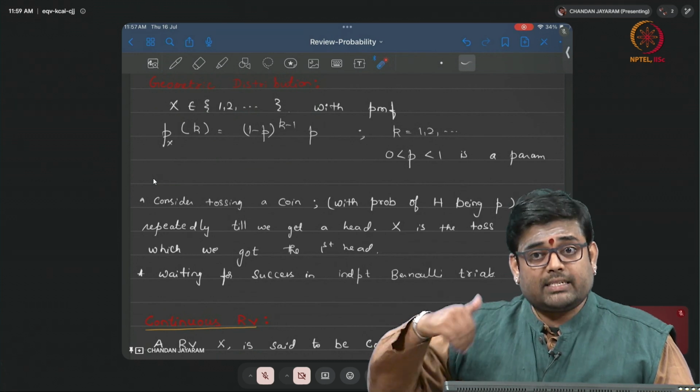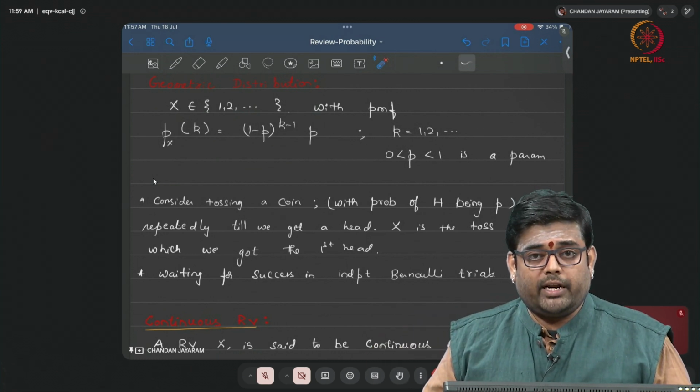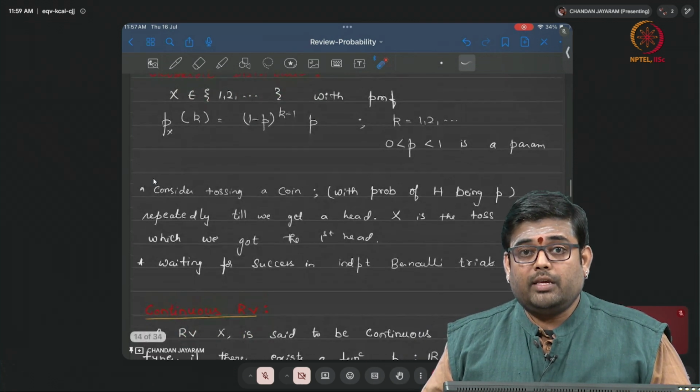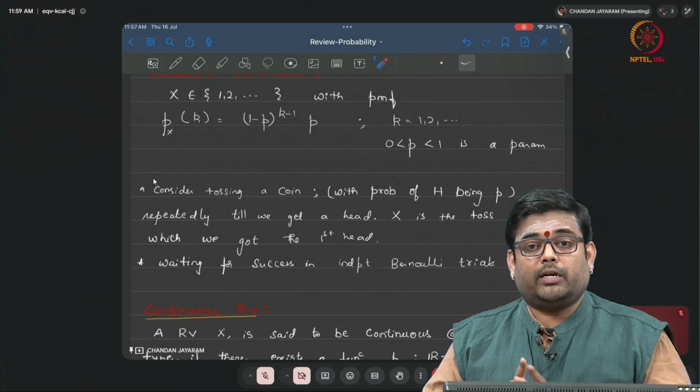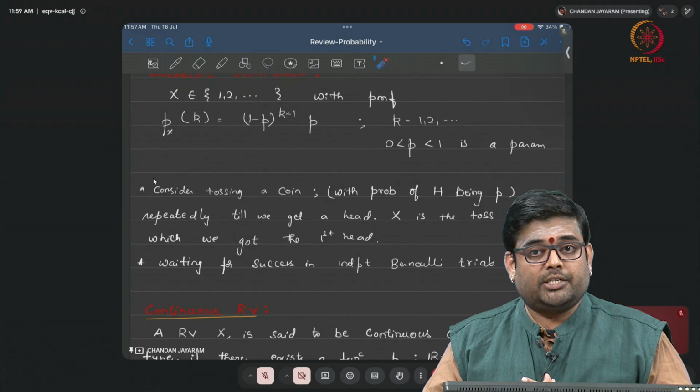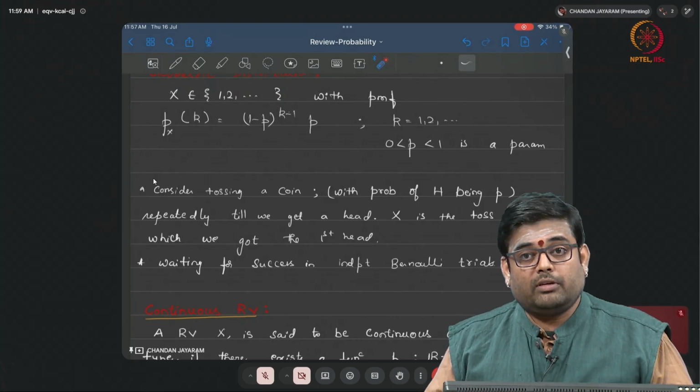In the next set of tutorials, we will be looking at continuous random variables, different kinds of continuous random variables, and then we will be looking at things like expectation and variance and so on. That is the plan for the next tutorial.